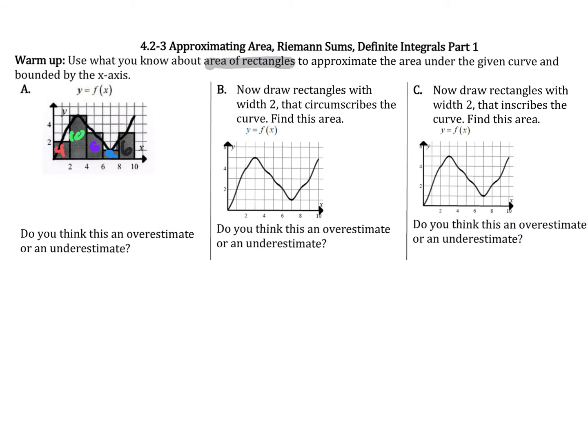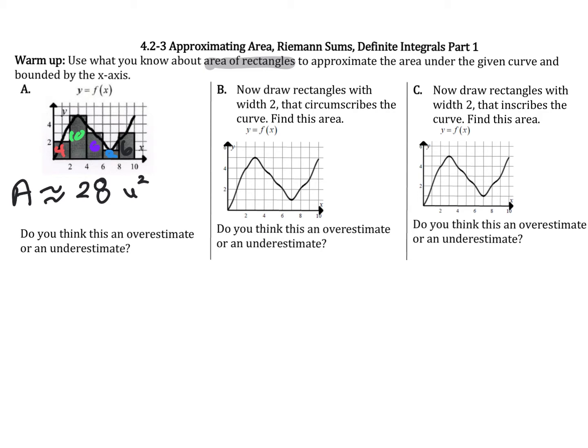Okay, so for the area here, the area of that first rectangle is 2 is the width, 2 is the height, so it's 4. The area of the second rectangle is 2 by 5, which is 10. The third rectangle, 2 by 3, which is 6. The fourth one, 2 by 1, which is 2. And the fifth one, 2 by 3, which is 6. And if we add all of those together, we can say that if we are approximating, so I'm going to use the approximately symbol, the area under the curve, we're saying that that is about 28 units squared.